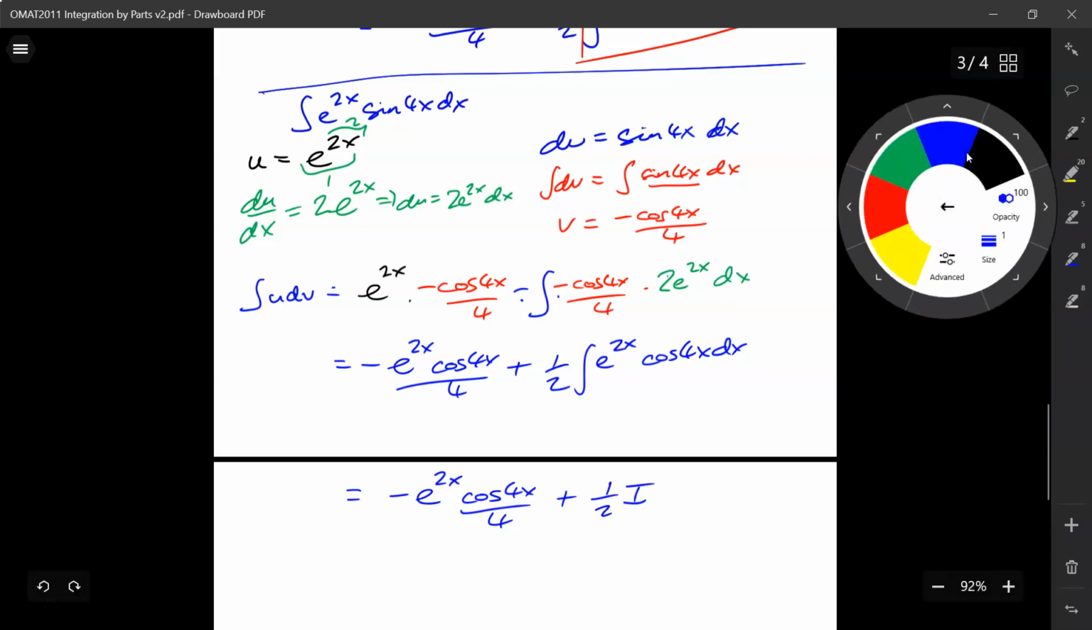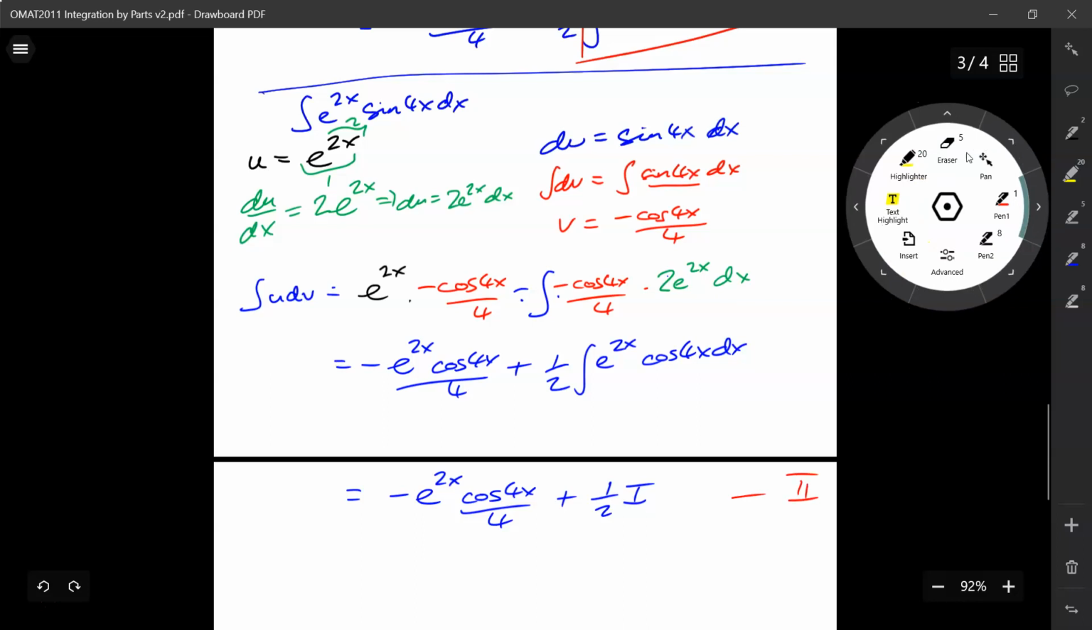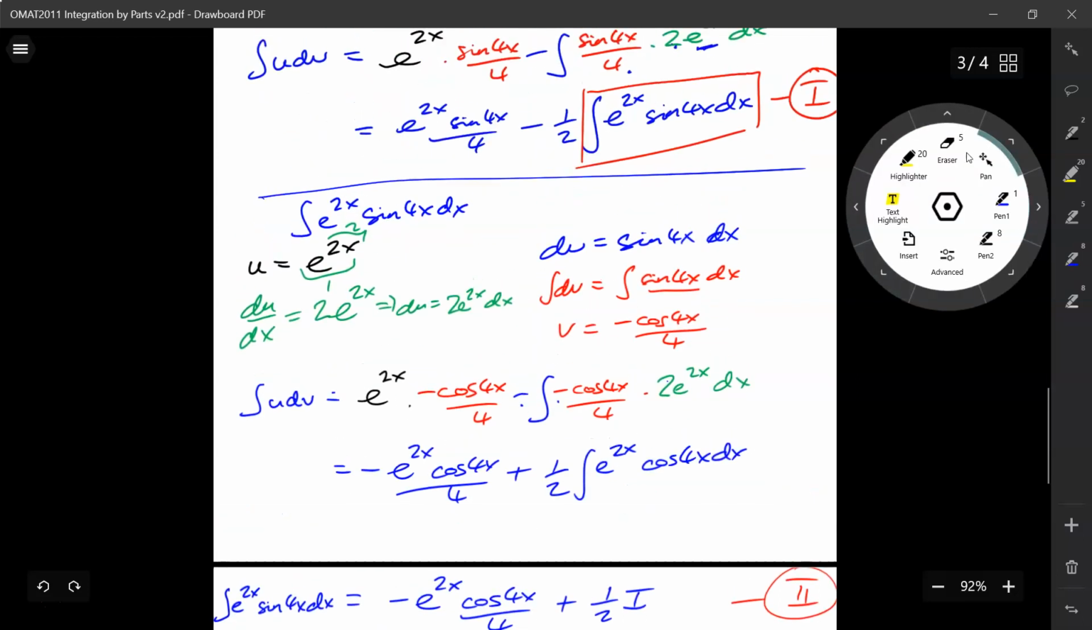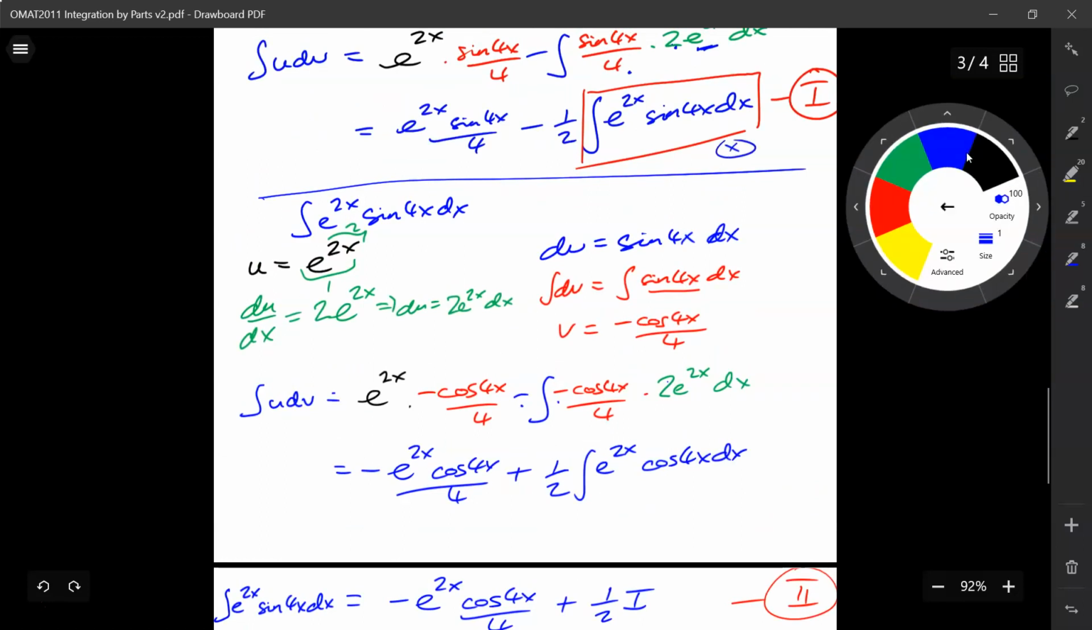So this is equation 2, and the next job is to substitute 2 into 1, where I is the integral of exponential 2x times cosine 4x dx. And that appears back up here in equation 1. So I'll write out equation 1 again.